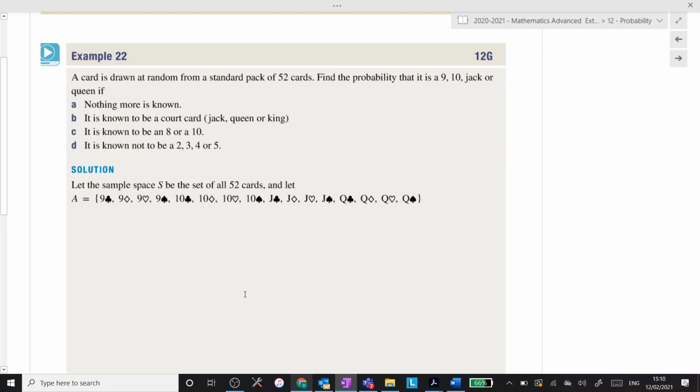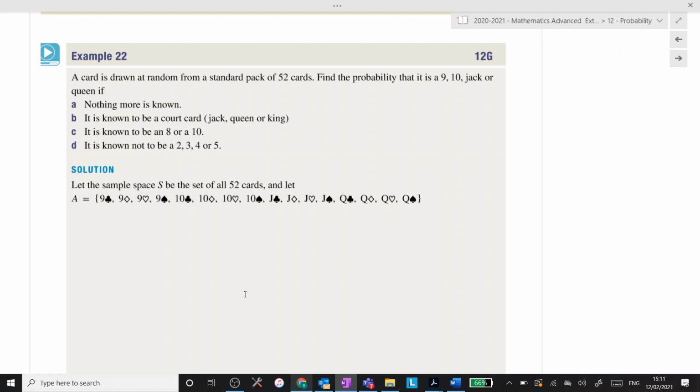So, what do we do? First of all, let's work out what the sample space is. Look at that, it's already there. Okay, so your sample space is 9 of clubs, 9 of diamonds, 9 of hearts, 9 of spades, 10 of, Jack of, Queen of. Cool?